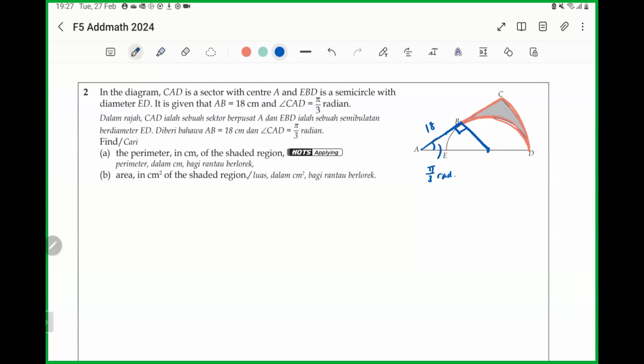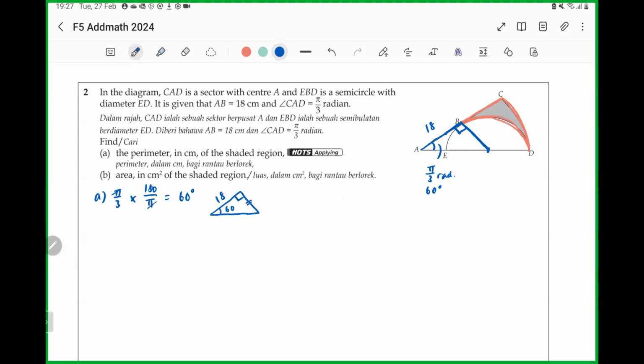So the pi over 3 radian, I change it to degree because I'm going to do the SOHCAHTOA thingy. For part A, pi over 3, times 180 over pi, change it to degree. So I'm actually getting 60 degree. So this one is actually 60 degree here. Okay, I can use SOHCAHTOA, right? I draw the triangle at the side, like this, easy to see. 90 degree here, this one is 18, and here is 60 degree.